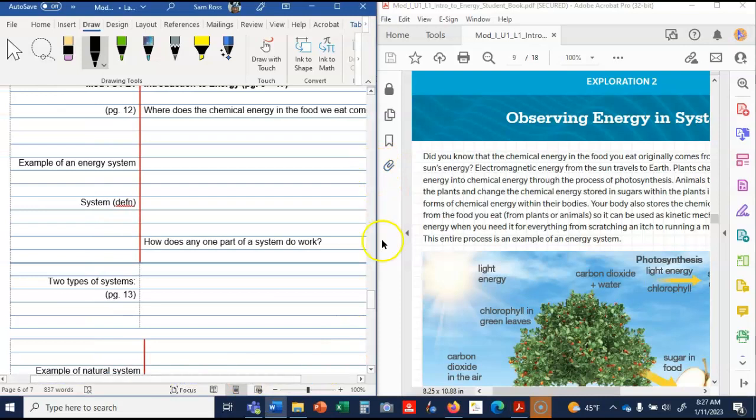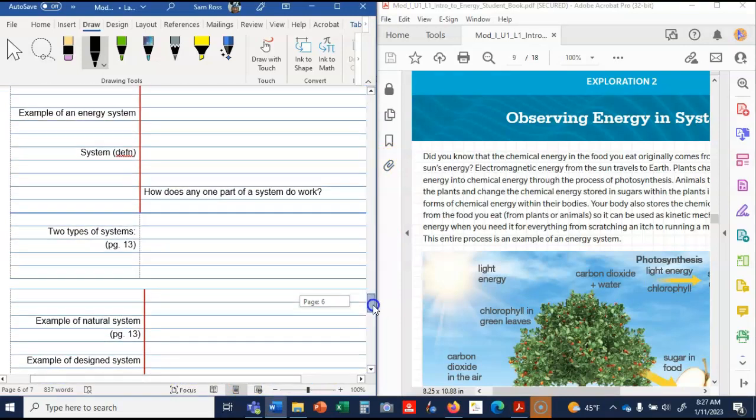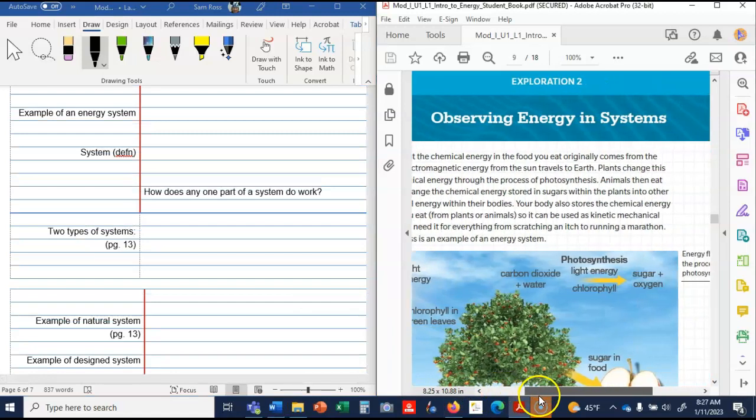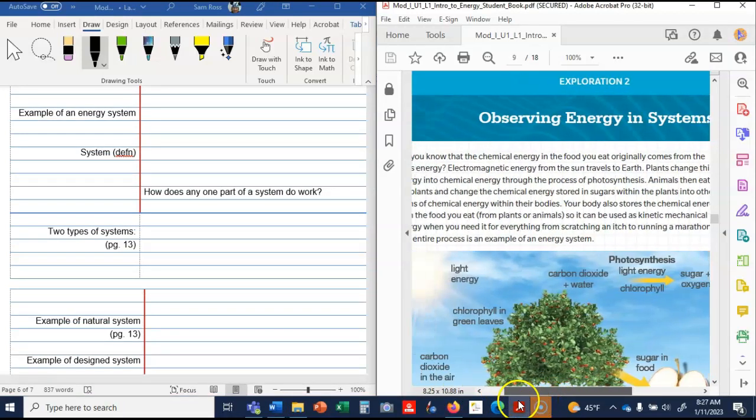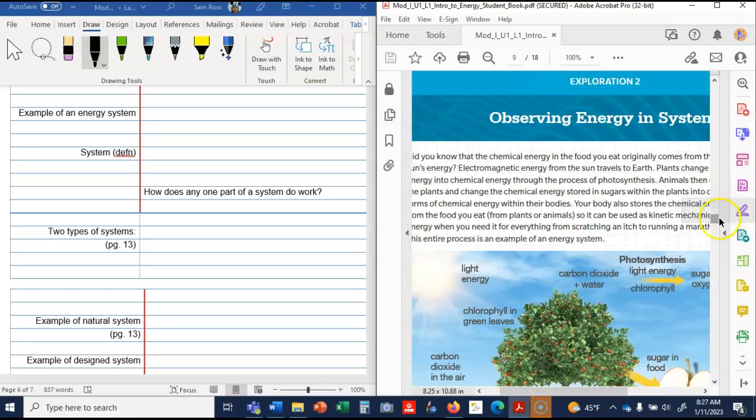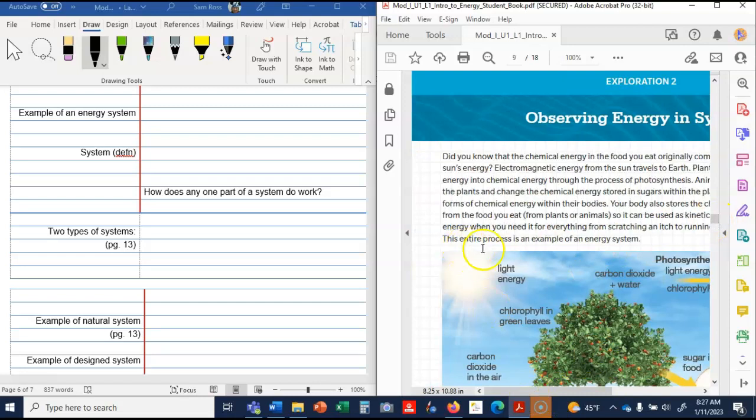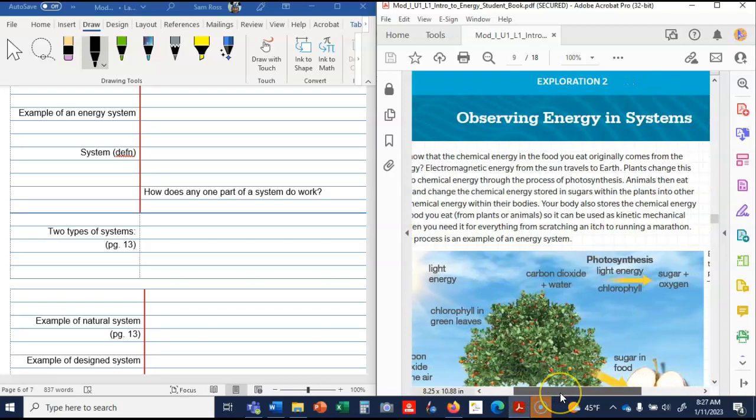An example of an energy system, let's see if we can find that. Energy system. Oh, here we go. Right here. This last sentence says this entire process is the example of an energy system. So let's see.